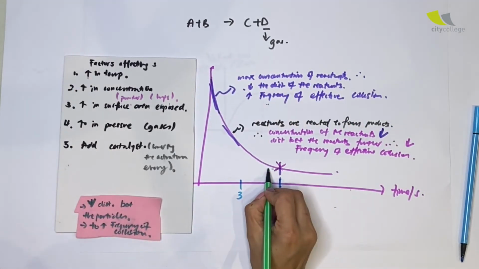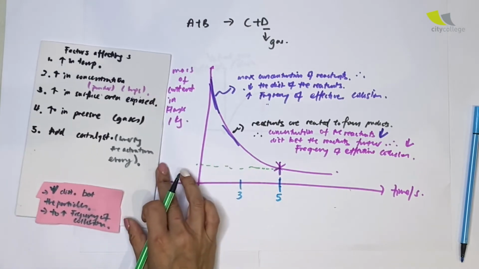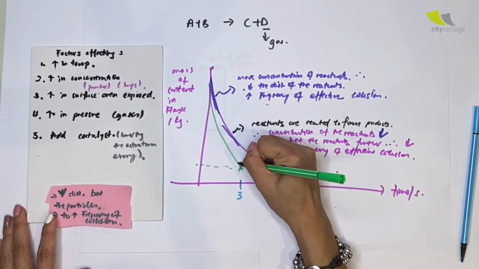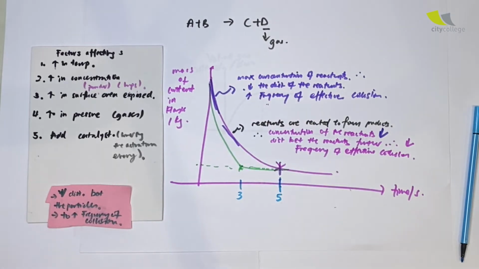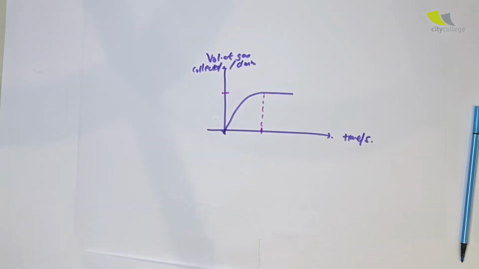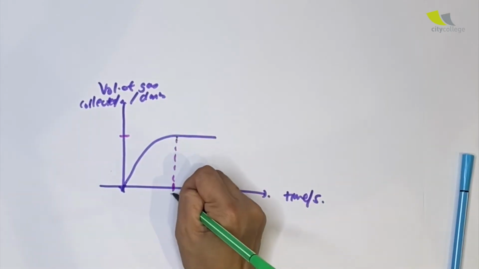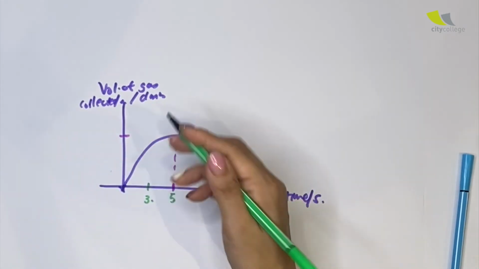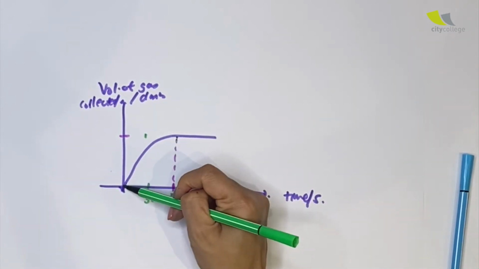I make sure that I have the same volume. Volume doesn't change. It will end at 3, so it will go all the way down and flatline here. Similarly, if I use this graph over here to represent this, if this is at 5 seconds, and if it's 3 seconds because I increase the temperature, everything happens faster, it will look like this.